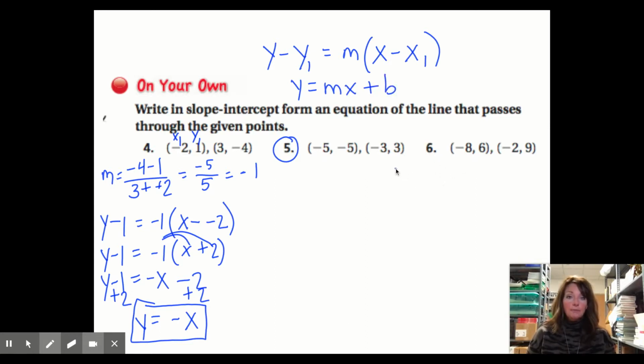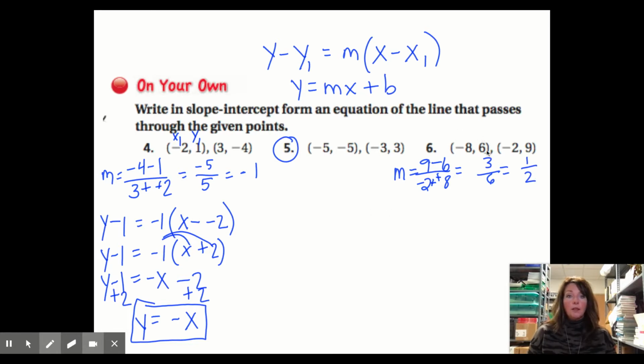So first step, solve for slope, right? Rise over run. So change in the y values over the change in the x values. So 9 minus 6 over -2 minus the -8. So 9 minus 6 is 3. And then -2 plus 8 is going to be +6. So that is equal to 1/2. So our slope is 1/2.